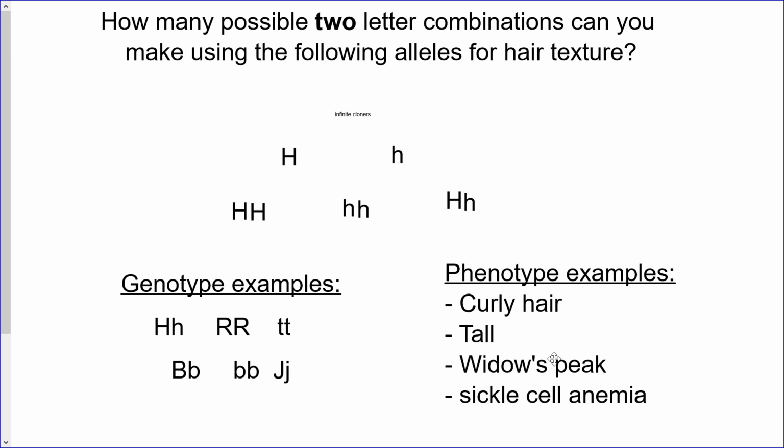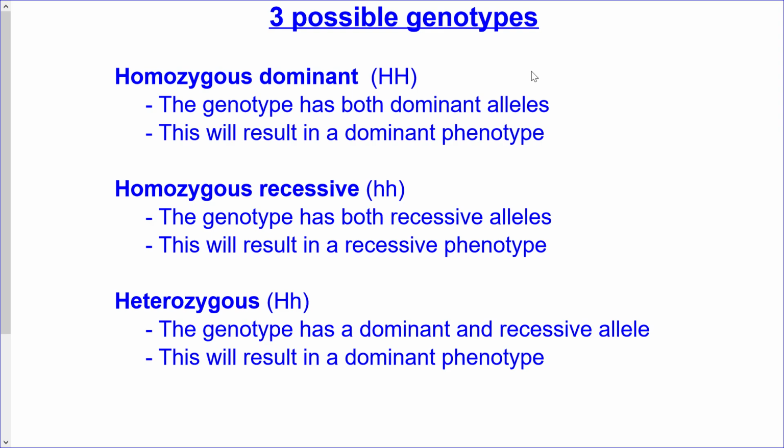And remember, the phenotypes are the actual physical descriptions that these genotypes would result in. So to give you some firm definitions of our three possible genotypes, when you have two dominant alleles, we call that homozygous dominant. Homo meaning same, zygos meaning of the zygote, which is that first cell, and dominant. So it's a homozygous dominant combination. This genotype has both dominant alleles and will result in a dominant phenotype.